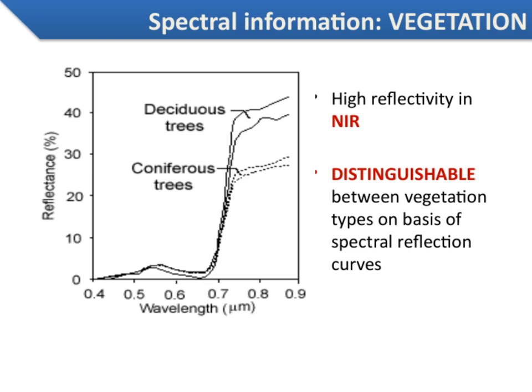Additionally, it's fascinating that different types of vegetation can be distinguished based on their spectral reflection curves. Essentially, by analyzing how various plants reflect light across different wavelengths, we can identify specific species or vegetation health. This capability is crucial for monitoring ecosystems, agriculture, and land use changes, tying back into our overall theme of remote sensing and environmental assessment. So, understanding these spectral signatures allows us to differentiate vegetation types effectively and support better decision-making in land management and conservation.